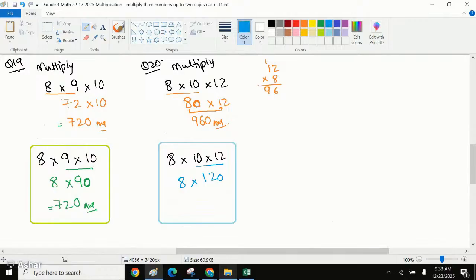So 8 multiplied by 120 should also be equal to 960 because it's exactly the same question, right? If we do it like this, 120 multiplied by 8, 0 multiplied by 8 is 0. 8 times 2 is 16. We put a 6, we carry 1. 8 multiplied by 1 is 8, plus 1 is 9. So we still get the same answer, right? Thank you.